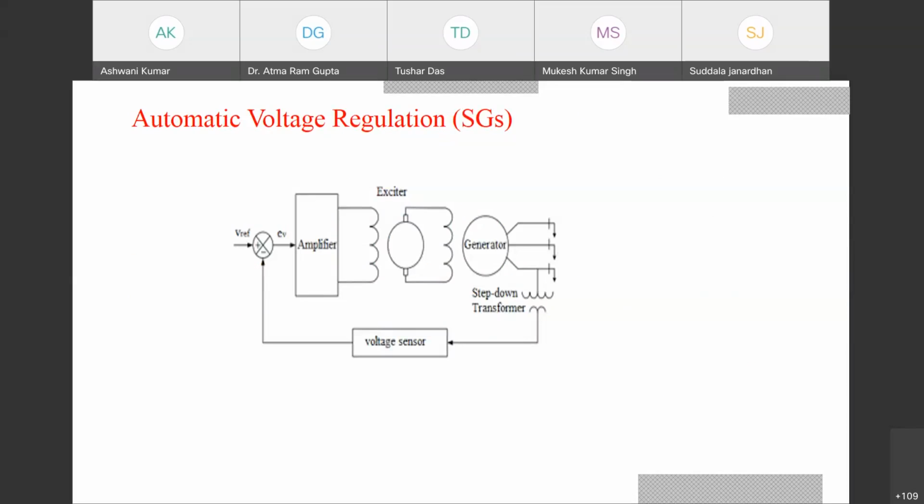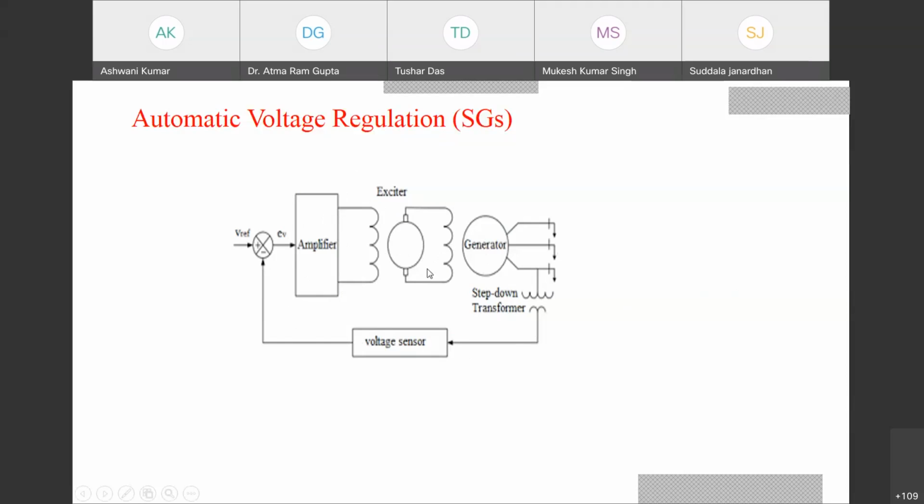This is a brief idea of the automatic voltage regulation of a synchronous generator. They are fitted with the exciter with the amplification behavior. Earlier we were using amplidyne. You must remember what is amplidyne. The voltage was sensed, and this voltage sensor caused the amplidyne to raise the output here, thrusting the exciter to control the voltage.